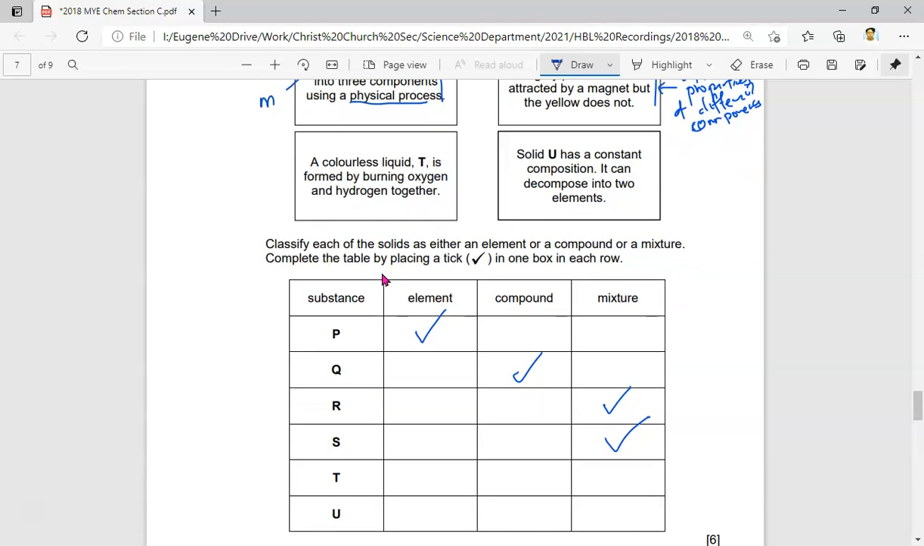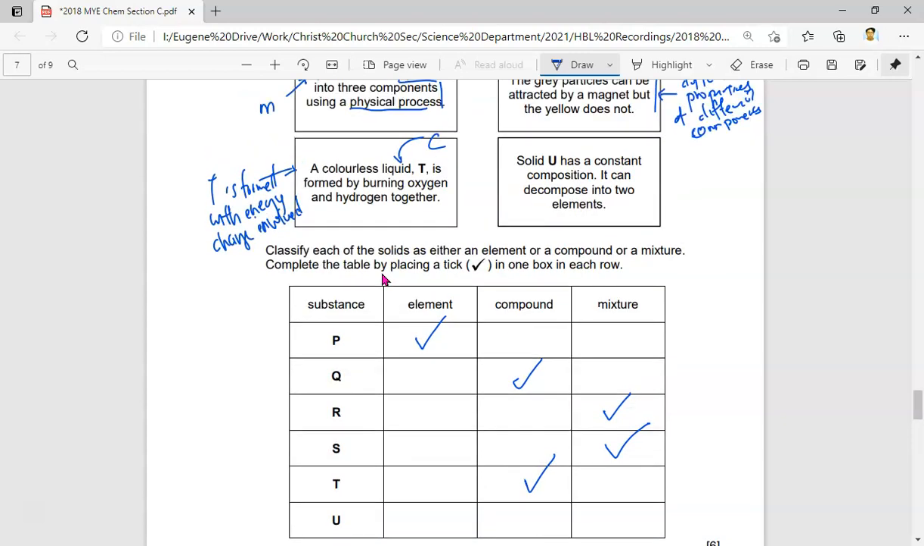Next one, a colorless liquid T is formed by burning oxygen and hydrogen together. So T is formed with energy change involved. So if the formation of a substance has energy change involved, T is actually a compound.